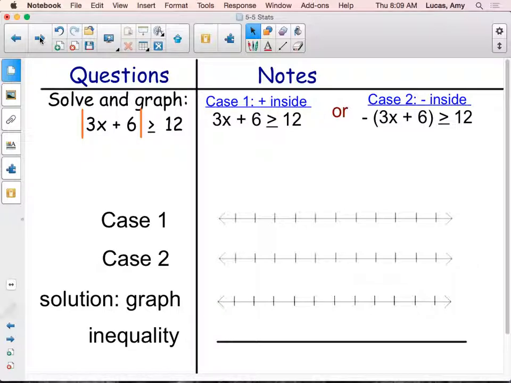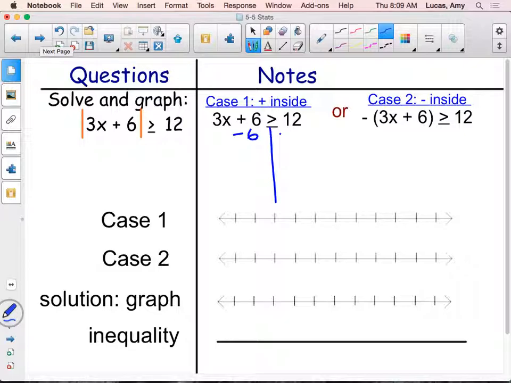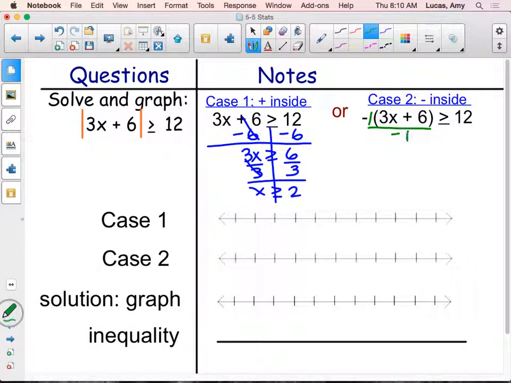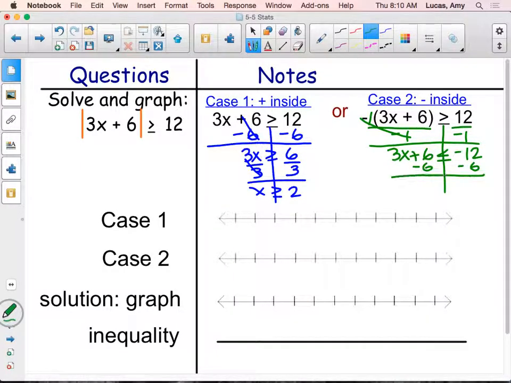One more of these. Subtract 6 on both sides and divide by 3. X is greater than or equal to 2. Divide by the -1 to get rid of it. So 3x plus 6 is less than or equal to -12. Subtract 6. 3x is less than or equal to -18. And divide by 3. X is less than or equal to -6.